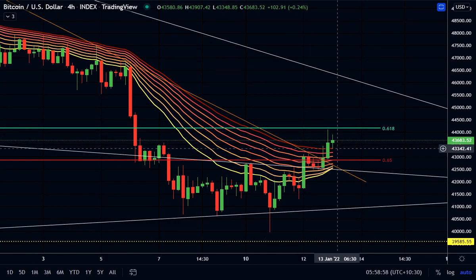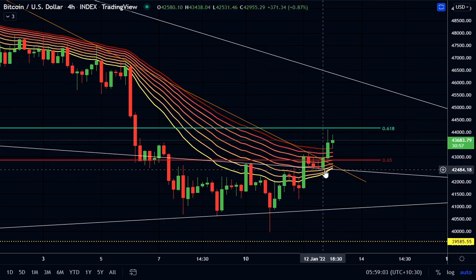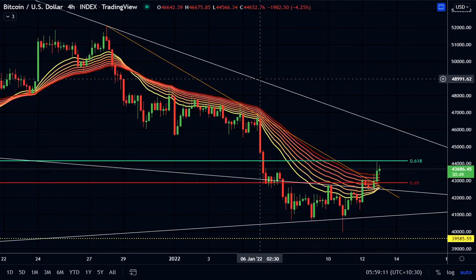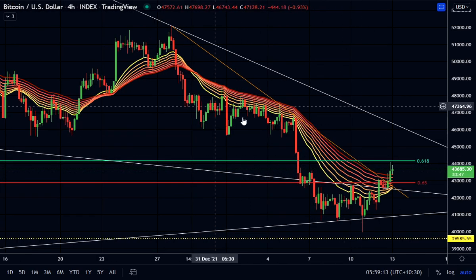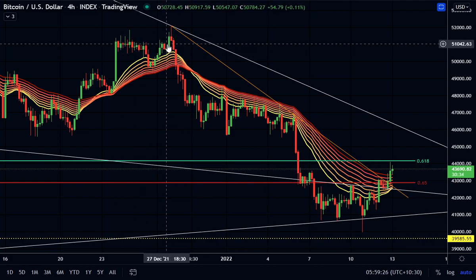A good sign for the bulls here is that we have gotten above the 4-hour EMA ribbon. We do need to see this flip with the yellow going above the red to give a more bullish bias on it, but it has been a while since we were above this ribbon. We haven't been above it since we were at the low 50k area.